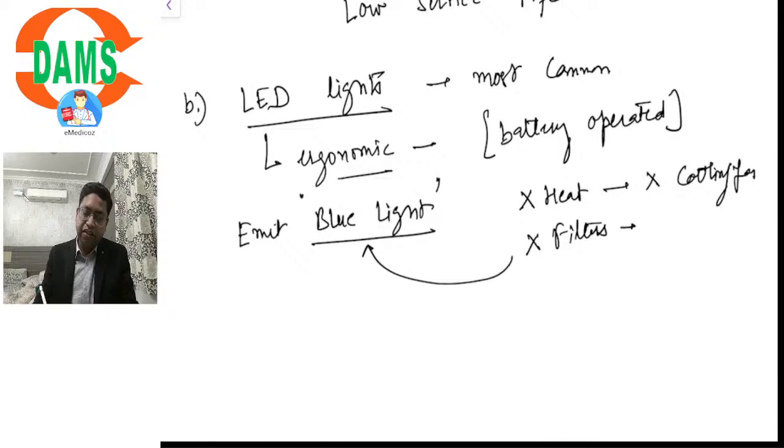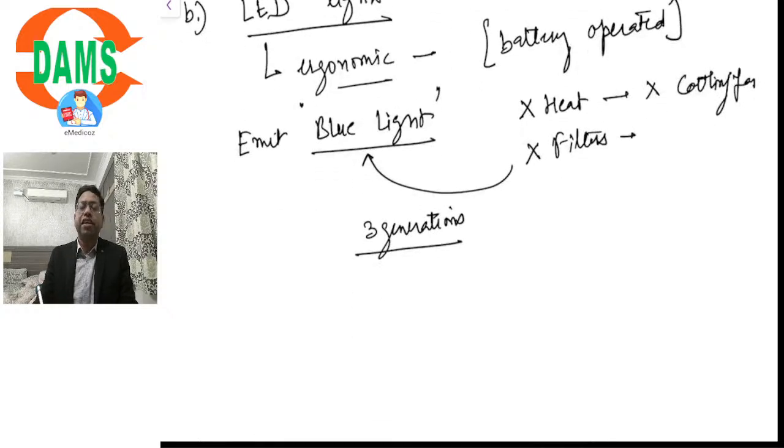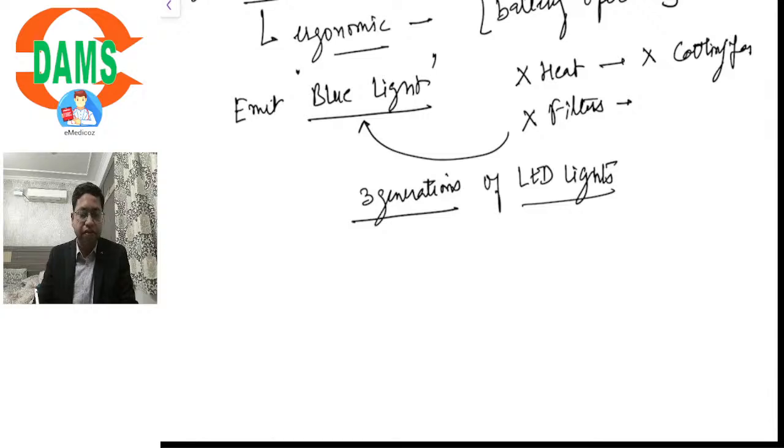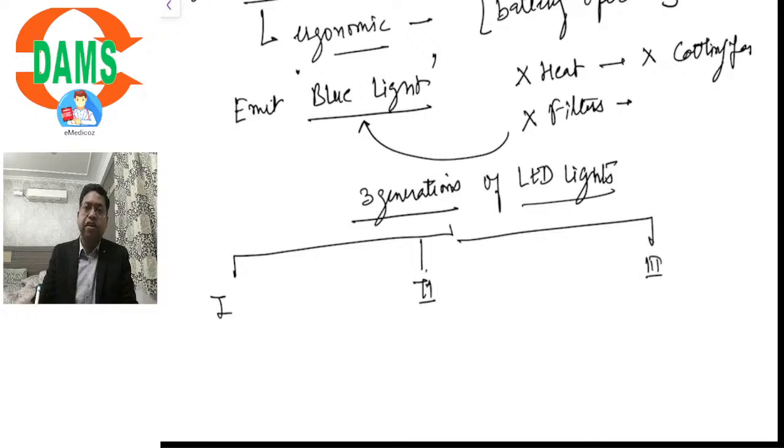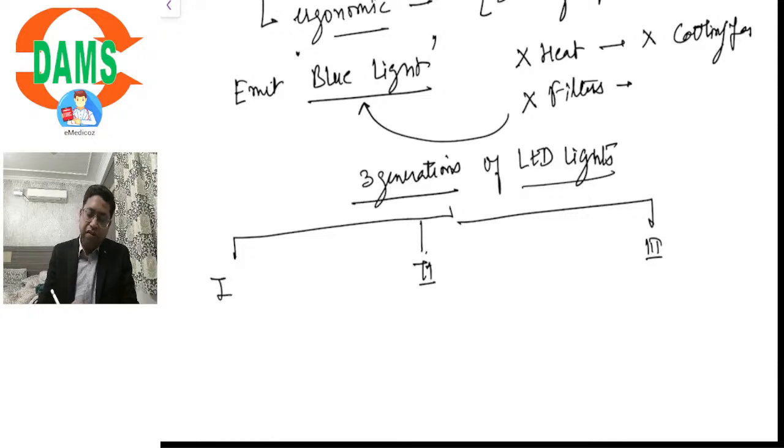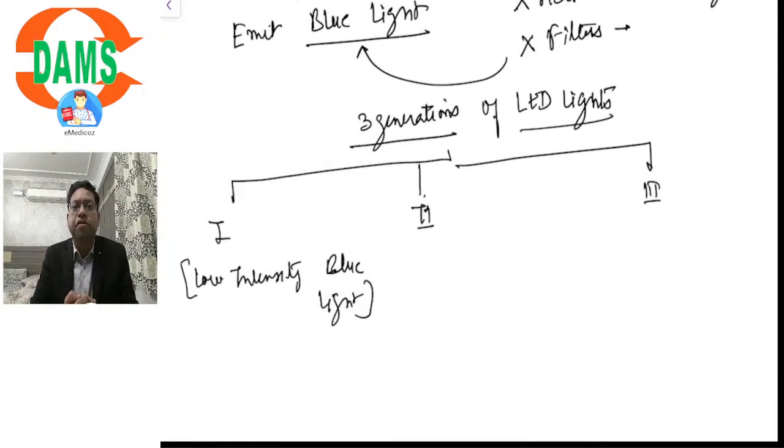These LED lights have got 3 generations of LED lights. Technically called first generation, second and third generation of LED lights. What does the generation mean? The first generation had a low intensity blue light that was not very useful for the successful curing of composites.